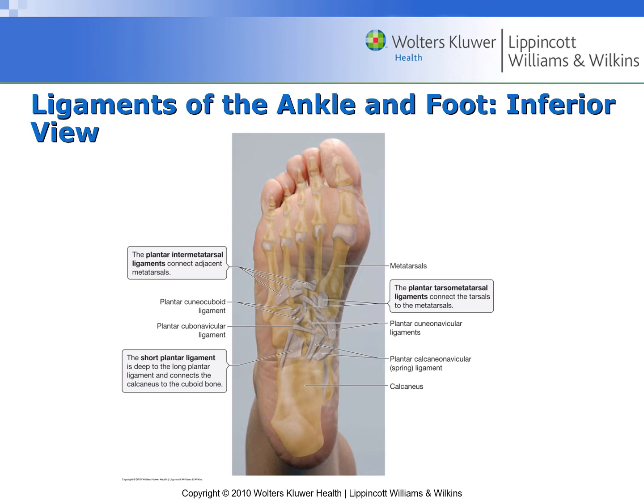cuboid bone. Over to the right most superiorly, we see the metatarsals. We see the plantar tarsometatarsal ligaments, which connect the tarsals to the metatarsals. We also see the plantar cubonavicular ligaments, and we see the plantar calcaneonavicular spring ligament, and we also see the calcaneus.